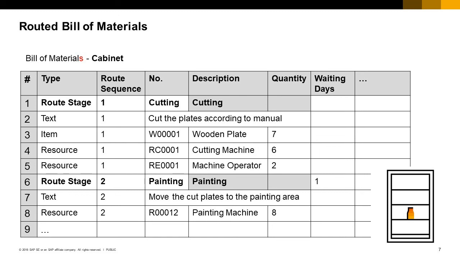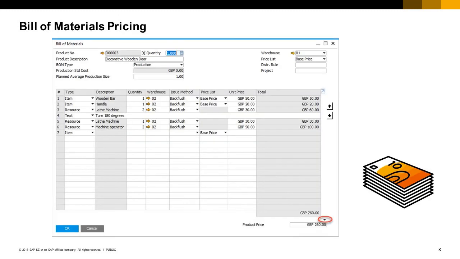The route sequence number sets the order of appearance in the bill of materials. To change the placement of the entire stage, choose a different sequence number in the header row. When you do this, all associated route sequence numbers are changed as well. When any other row is moved from one stage to the other, the row inherits the new stage route sequence number. Let us talk briefly about bill of materials pricing.